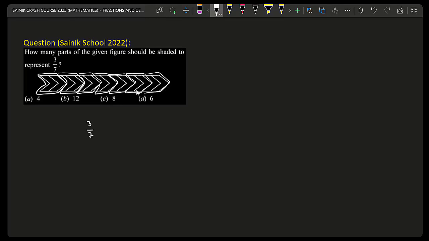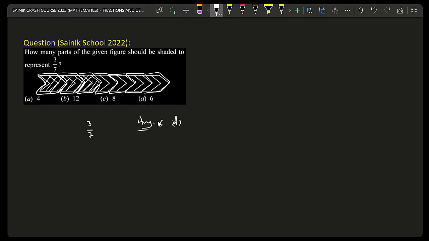Out of 7, we want to represent 3. That means we shade all of this. 1, 2, 3. These 3 are shaded. In the given question, how many parts are there? That is 6. So the answer is 6. Answer is 6. That is option D. We did not do any operation, just imagining two parts together as one bigger part. Then we got 7 parts. If you want 3 parts, the total number of smaller parts in the figure required is 6.